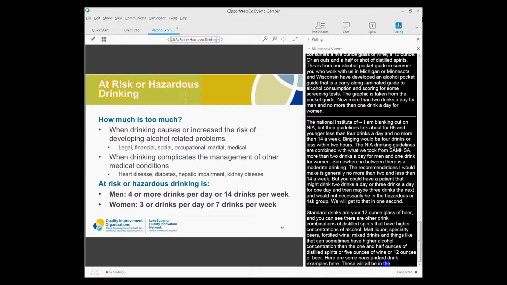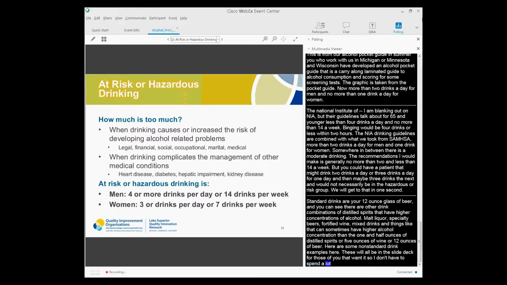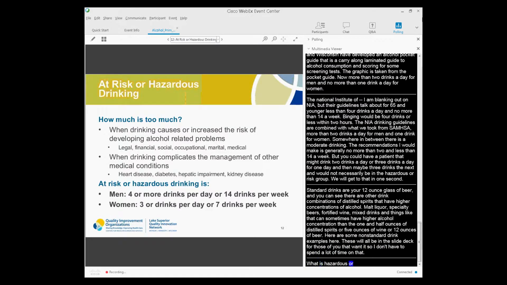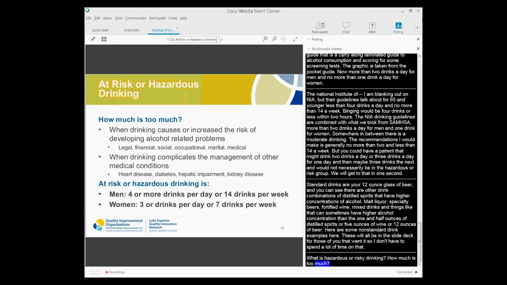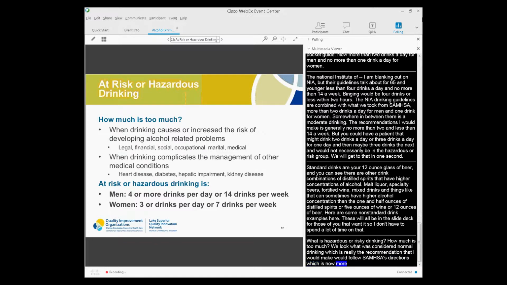Okay, so what is hazardous or risky drinking? How much is too much? We looked at what was considered normal drinking, which is really the recommendation I would make. It would follow SAMHSA's directions, which is really no more than 2 drinks a day for men, 1 for women, no more than 14 a week for men, and no more than 7 a week for women.